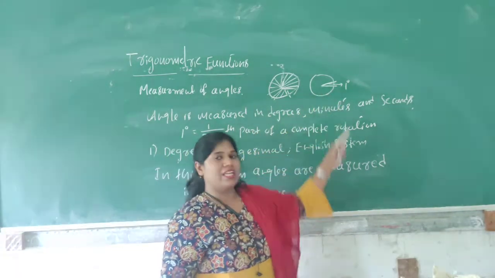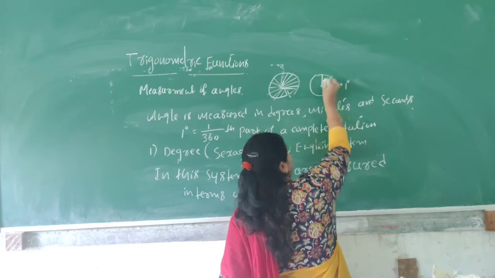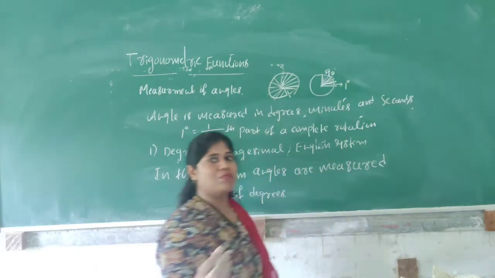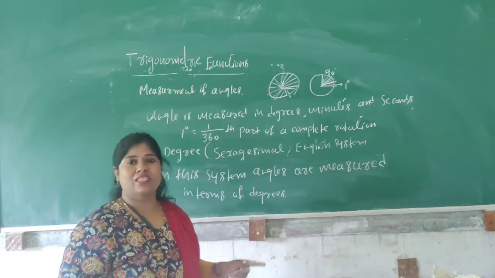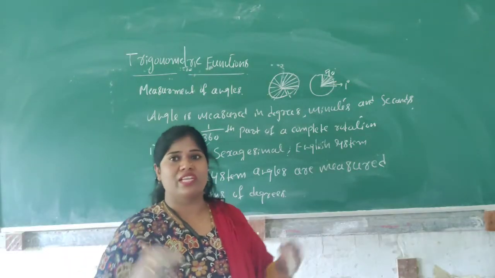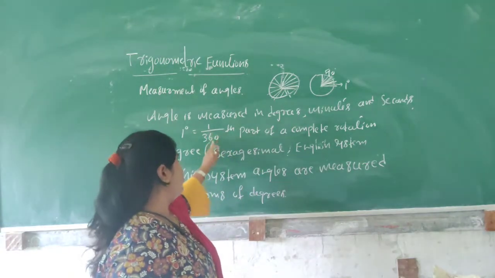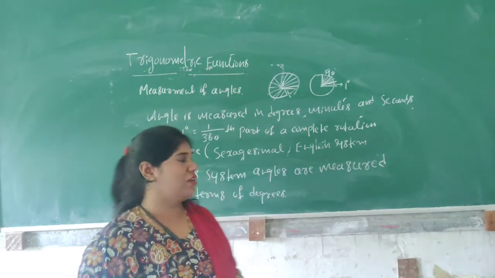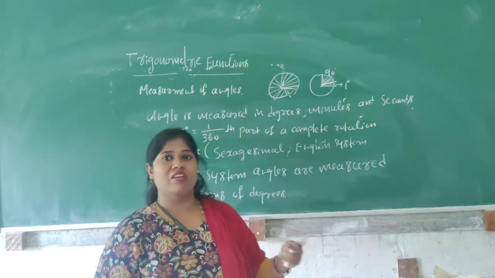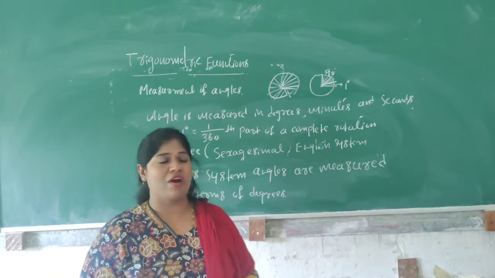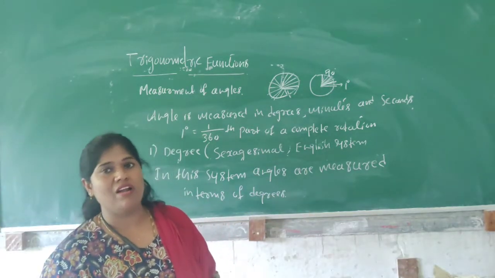So this one is just 1 degree. Here 2 degrees, 3 degrees, 4 degrees, 5 degrees, up to 90 degrees, which is the right angle. So a right angle is divided into 90 equal parts. Each part is called a degree, and 1 divided by 60th part of a degree is called a minute, and 1 divided by 60th part of a minute is called a second.